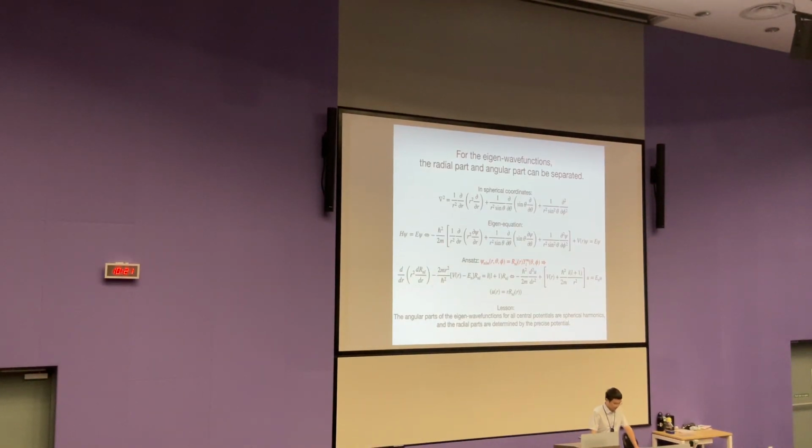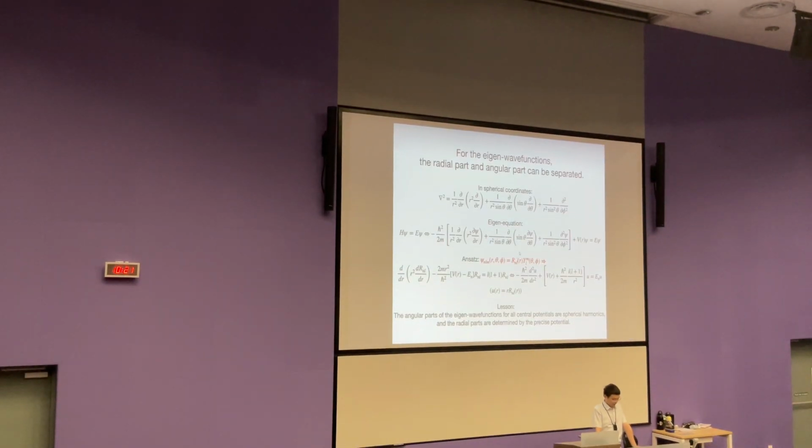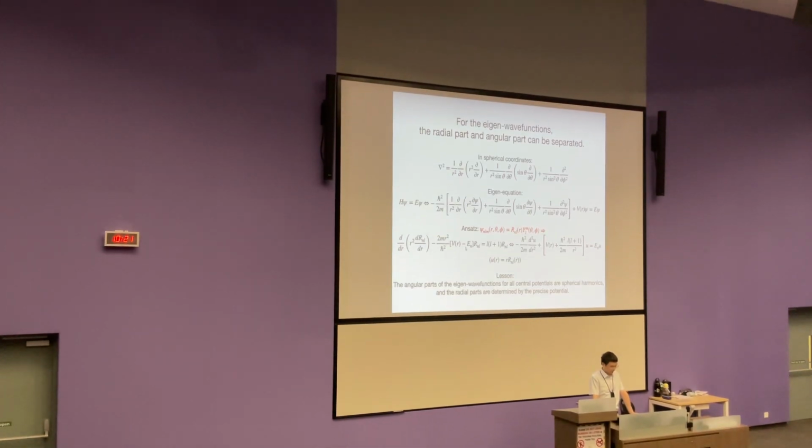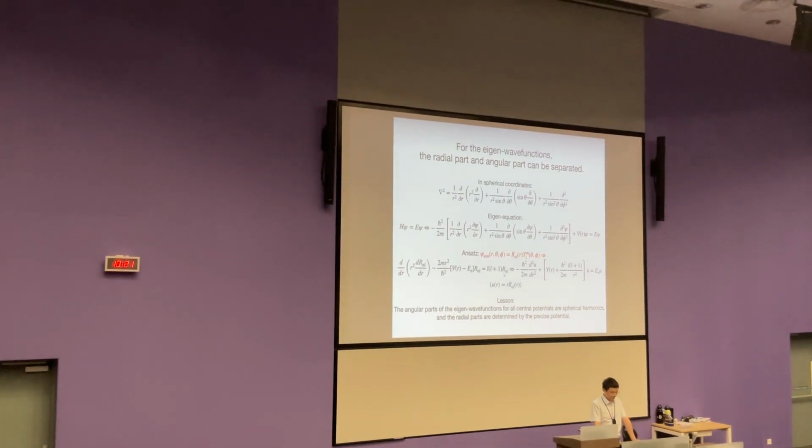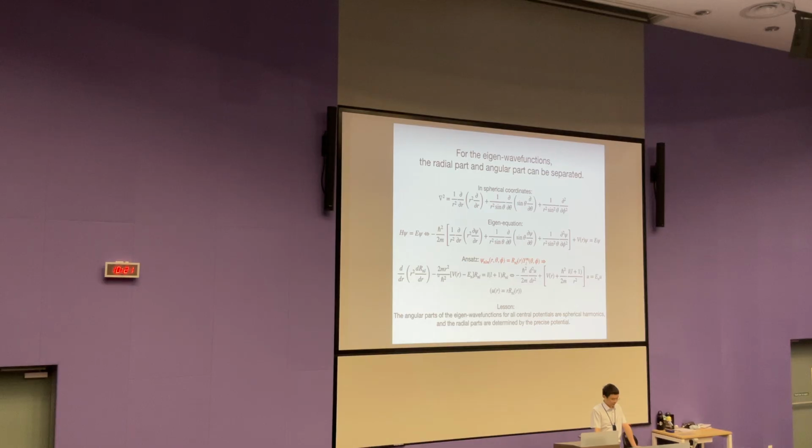The radial part, by just using the separation of variable method, you will see the radial part satisfies this kind of equation. It's kind of complicated. And if you define something called U in this way, U has this equation, which in principle you can solve, again, using the mathematical methods in physics.